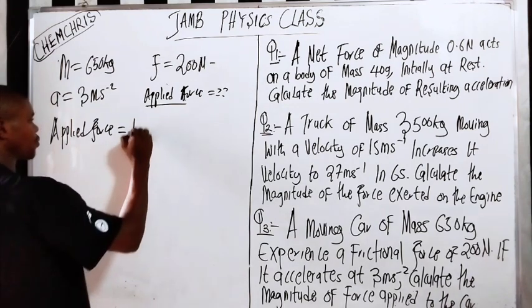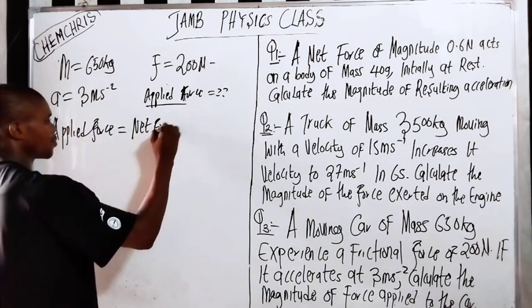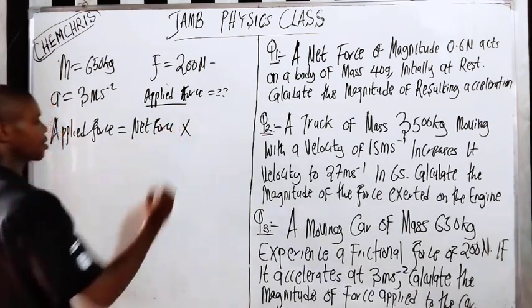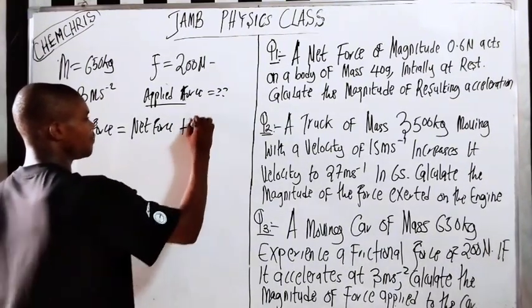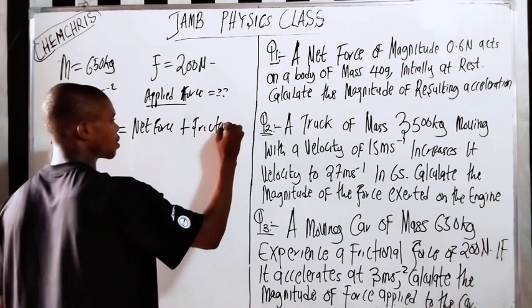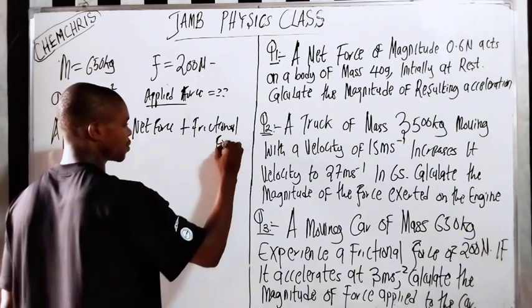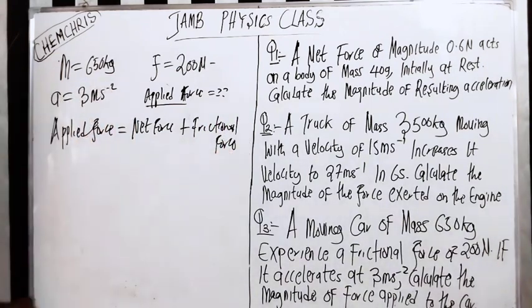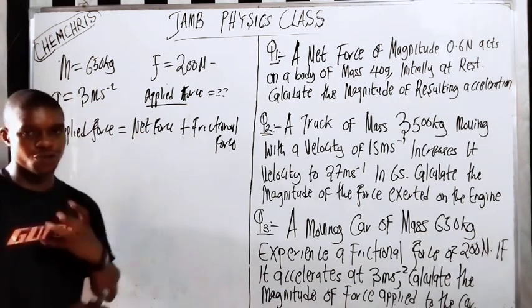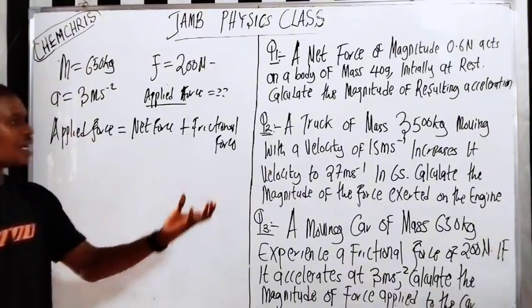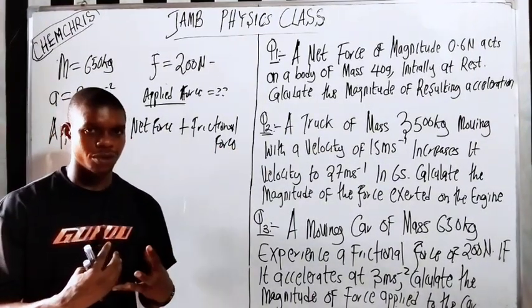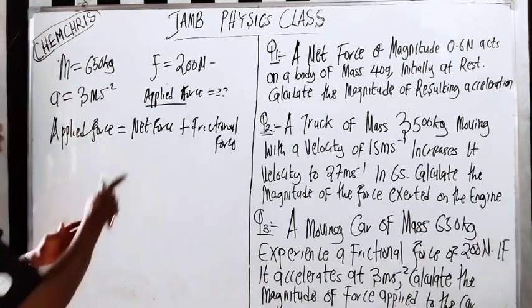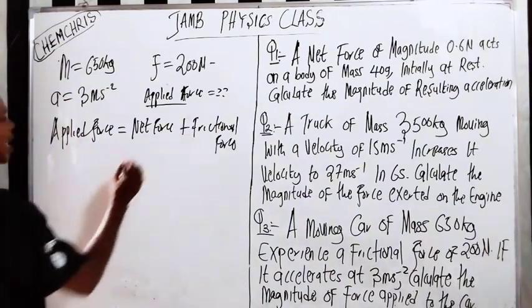The net force plus the frictional force. This is what you need here. So the applied force is the net force, you add to it the frictional force, the opposing force. So that is called the frictional force. So how do I get my net force?